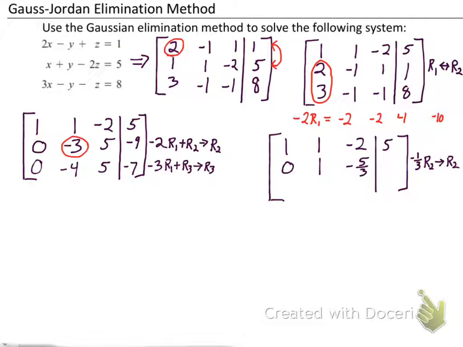Ugh, we got fractions. And then we're going to have a positive 3, because -1/3 times -9 is a positive 3. Didn't do anything to my bottom row or my row 3. -4, 5, and -7.